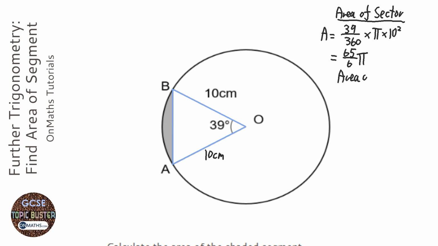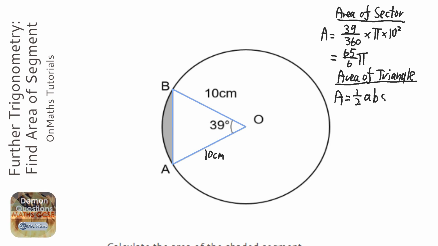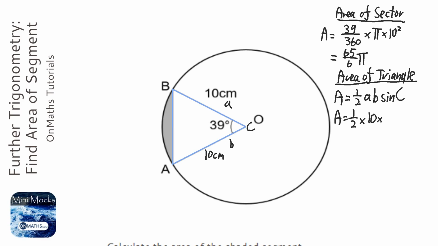So area of triangle, and the formula is half AB sine C. Now C is the angle, and A and B are the two lengths either side of it. So half times 10 times 10 times sine 39.